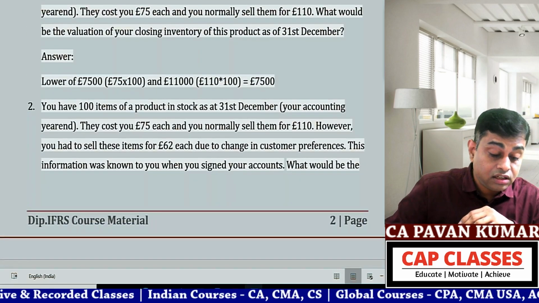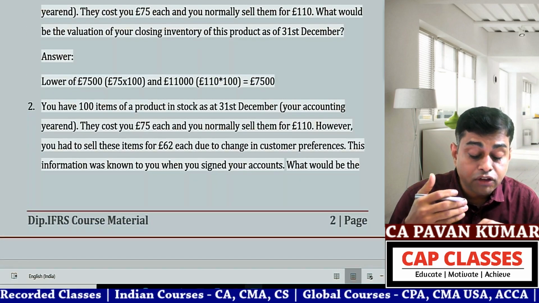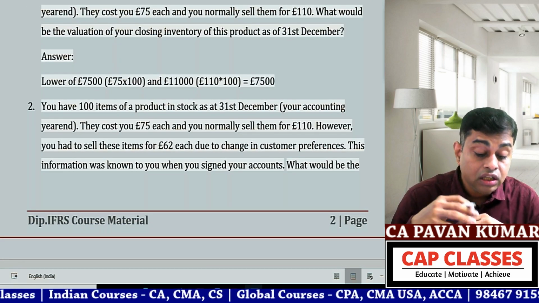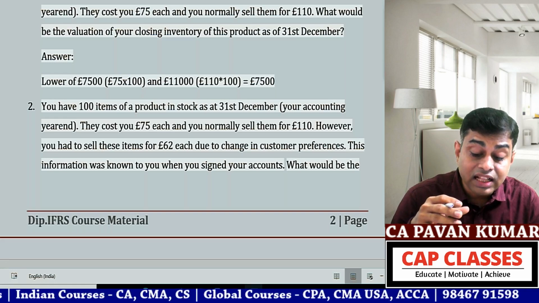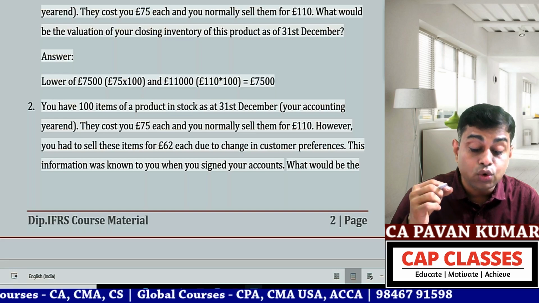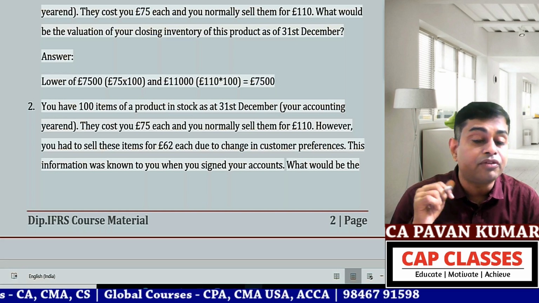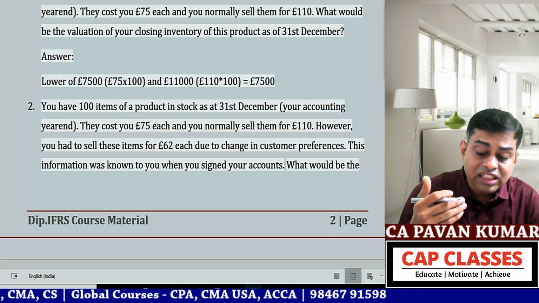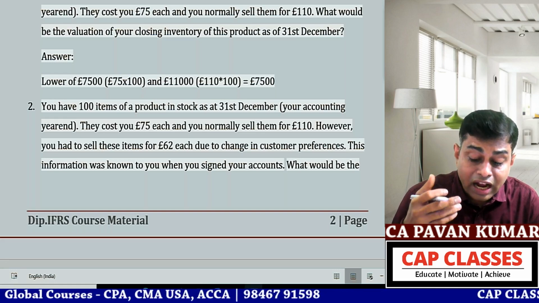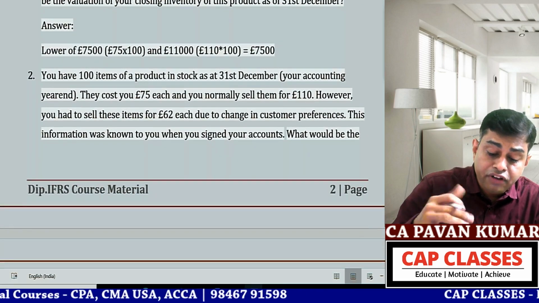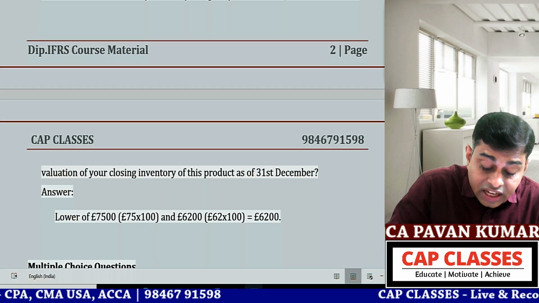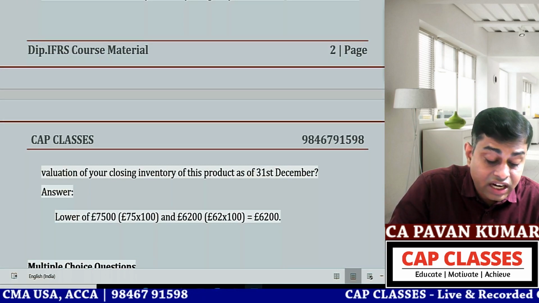Then the next one is question number 2. You have 100 items of a product in stock as at 31st December, which is your accounting year end. They cost you 75 each, and you normally sell them for 110. However, you had to sell these items for 62 each due to a change in customer preferences. That means the product has become outdated. This information was known to you when you signed your accounts. What would be the valuation of your closing inventory of this product as of 31st December?